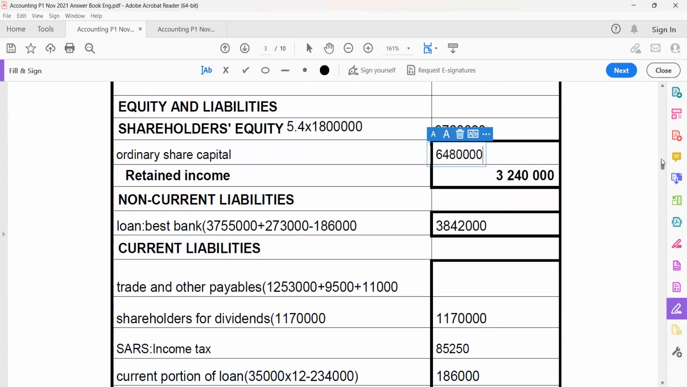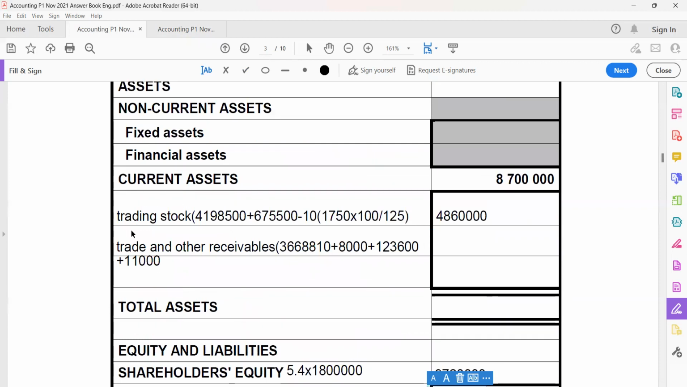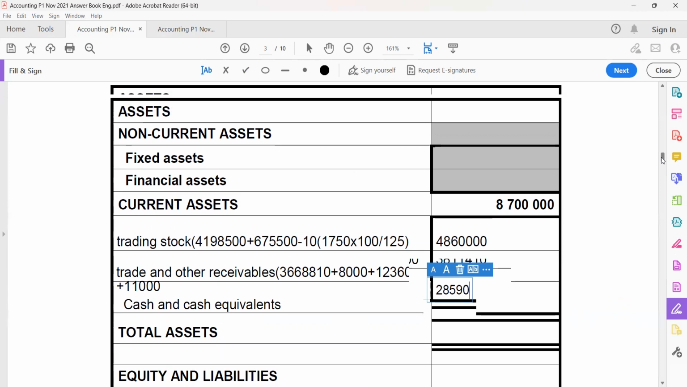Okay, so we still have some amounts missing. Let's go total our trade and other receivables. We have one missing item. Remember what it was? In the balances, there was a question mark against petty cash, which falls under cash and cash equivalents. So all you need to do is take the 8.7 million minus the 4,860,000 minus the 381,140 to give us 28,590 for cash and cash equivalents. Non-current, if you look, we didn't have to worry about because it's totally grayed out.